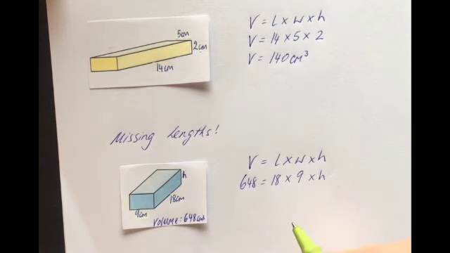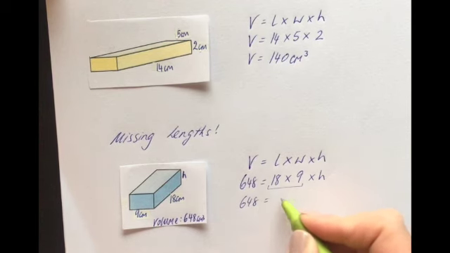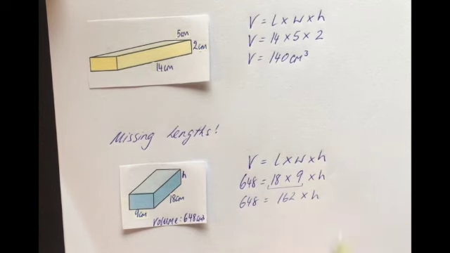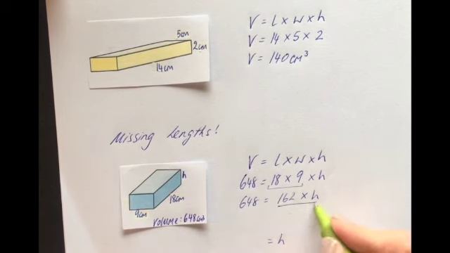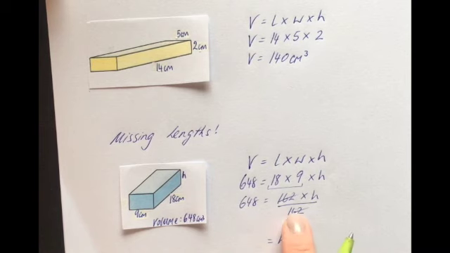Okay, so now what I can do is I can multiply my 18 times 9. So I get 648 equals 162 times the height. And then, remember from your simple equations video, if you are looking to get H on its own, which of course is what we want to figure out, what the height is, then in order to get rid of times 162, I will divide by 162. That will get rid of that and give me the H on its own, which is exactly what I'm looking for here. But of course, if I divide that side by 162, I've got to divide that side by 162 as well. And when I do 648 divided by 162, I get 4.